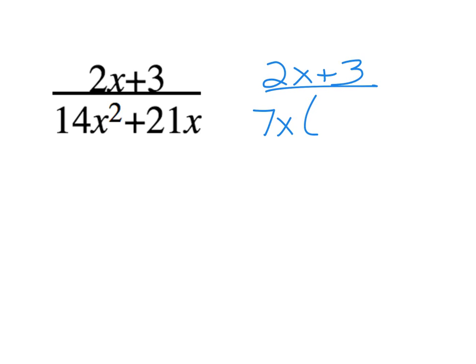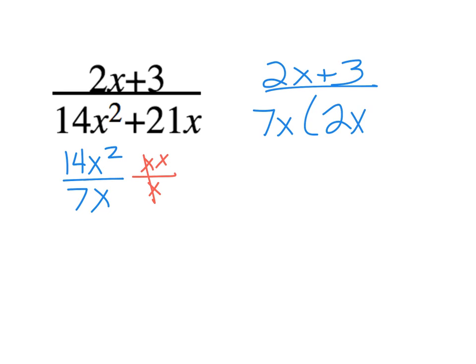And over here I'm just going to do the quick calculation. I have 14x squared divided by 7x. 14 divided by 7 is 2. And x squared divided by x, just as a reminder, leaves me with an x. And then I've also got 21x divided by 7x, so 21 divided by 7 is 3, and my x's cancel out. So now over here on the right, I have my numerator and then my factored form of the denominator.